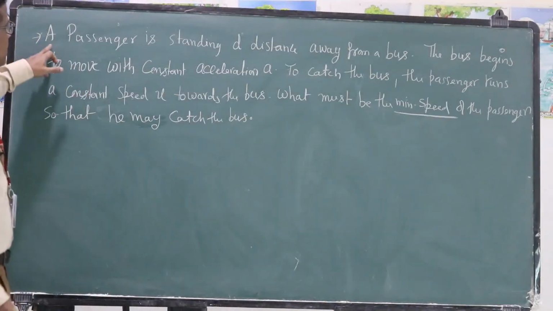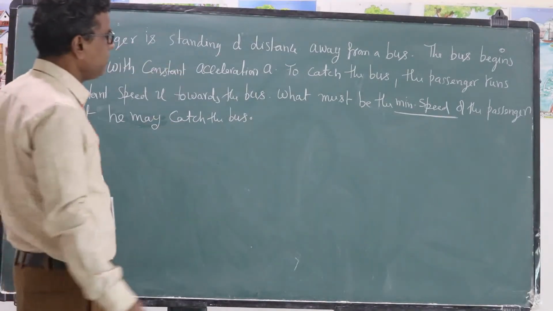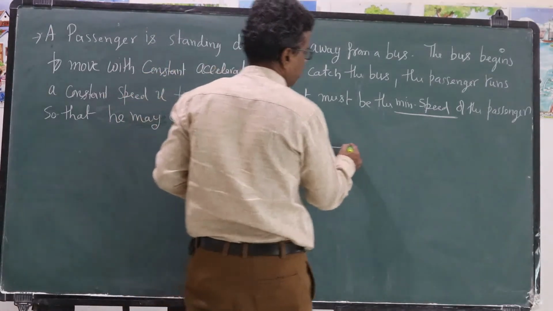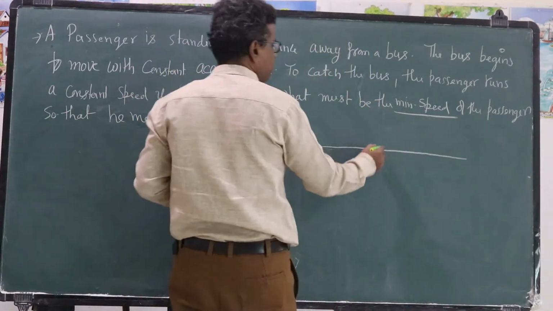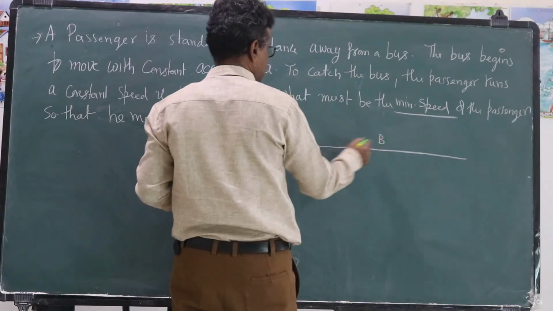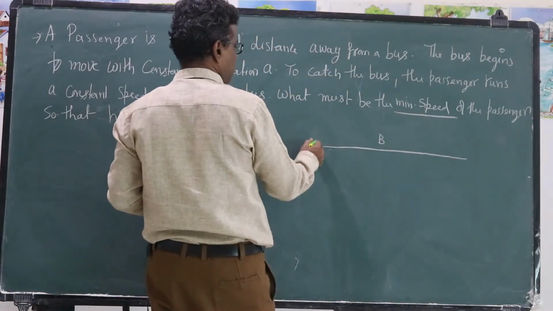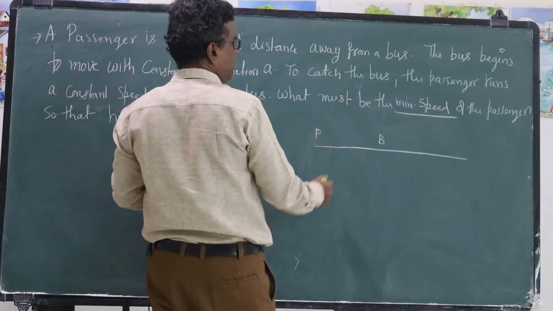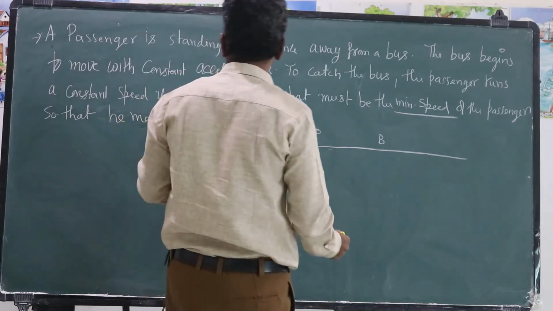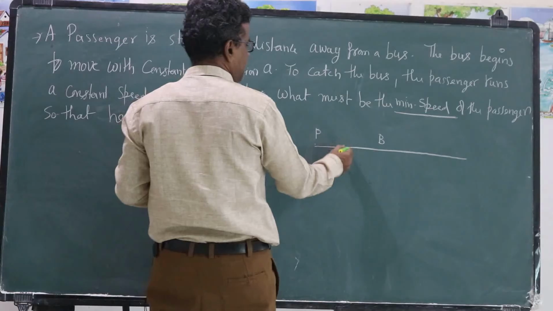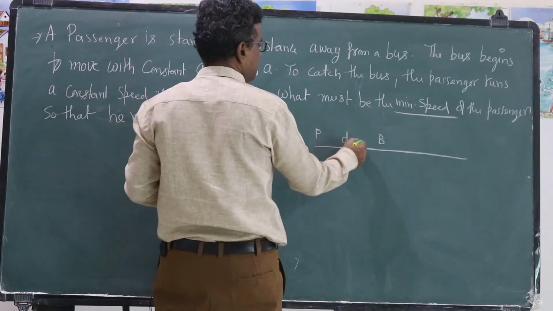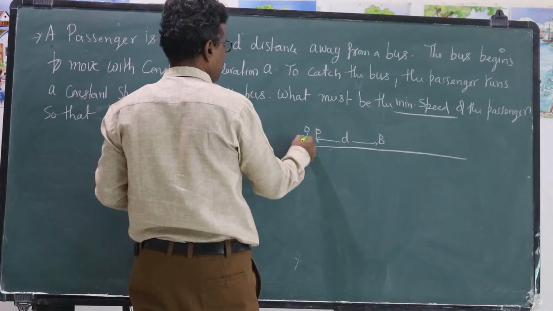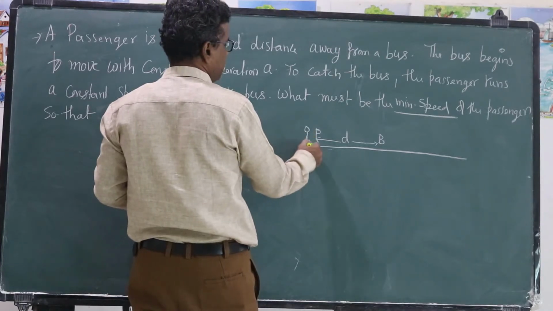Where is the bus? A passenger is standing at a distance d away from the bus. Let B be the position of the bus, and P be the position of the passenger, who is at a distance d from the bus. Okay, passenger standing here.